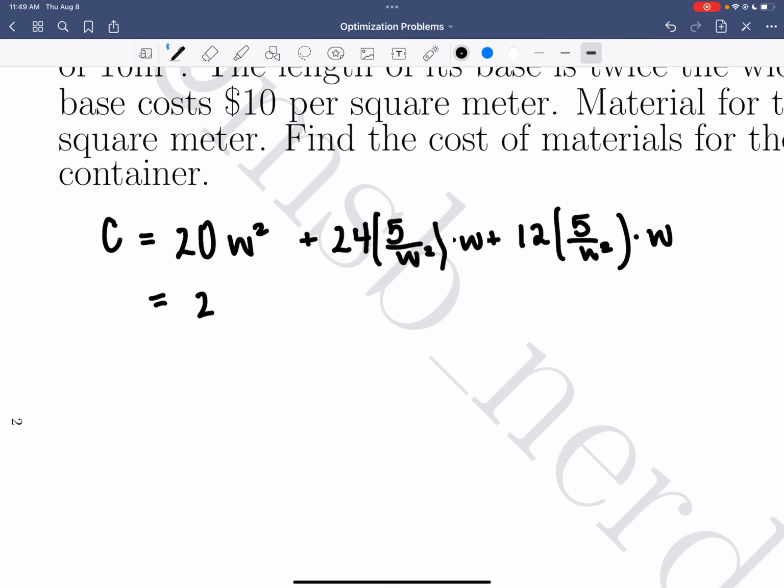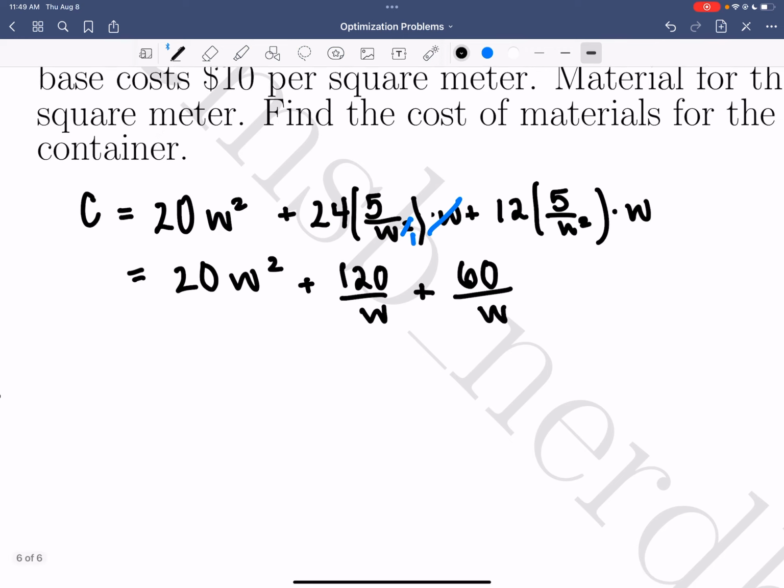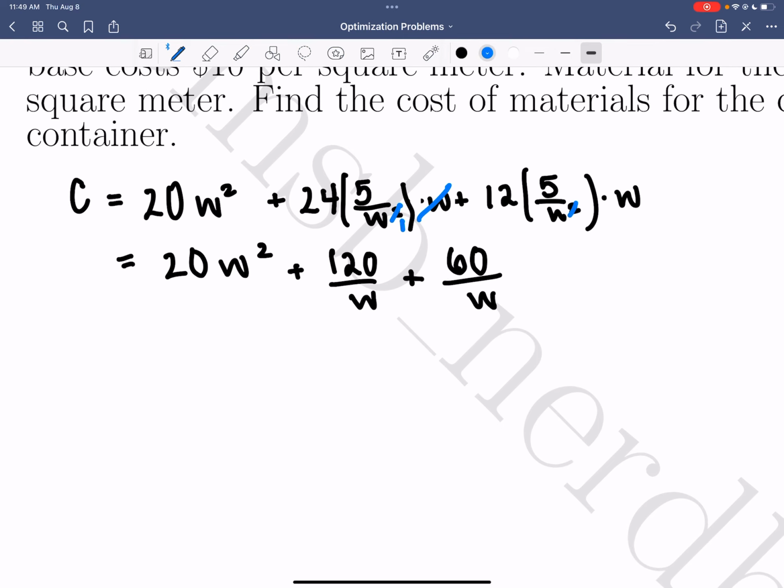All right, so now we have 20W squared plus 24 times 5. That gives us 120. We can cancel out a W, and that'll give us 120 over W plus 60 over W. Because we did the exact same thing, cancel one out. What can we do? We can combine these two. So ultimately, we're going to get our cost equation just in terms of one variable.